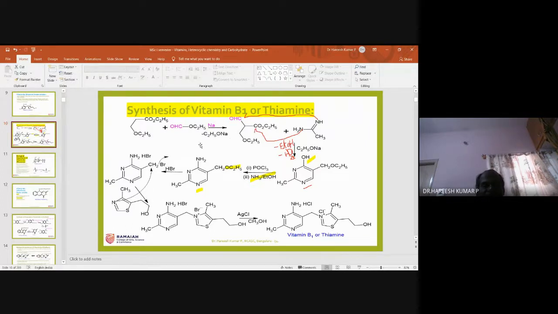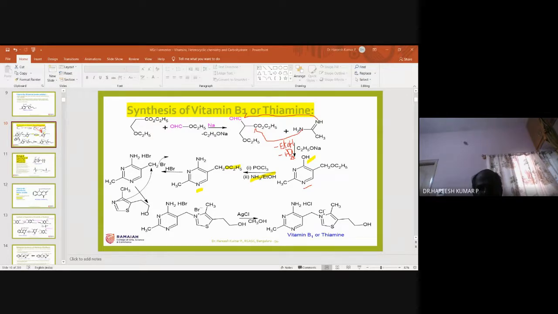It means that there will be a new bond formation between this carbon and this carbon. That is what I have written here. So now the intermediate obtained is treated with amidine. Amidine means the NH2-C double bond NH functional group. Compounds containing this functional group are called amidines.